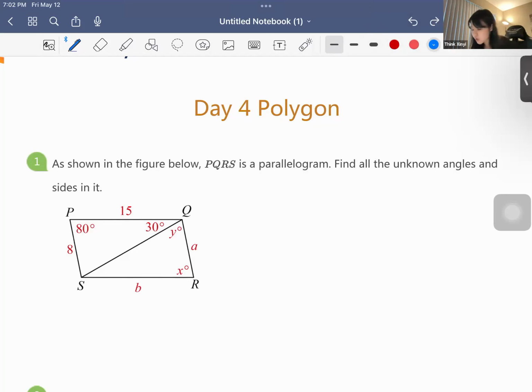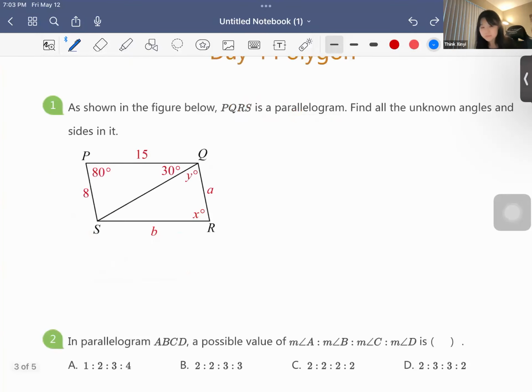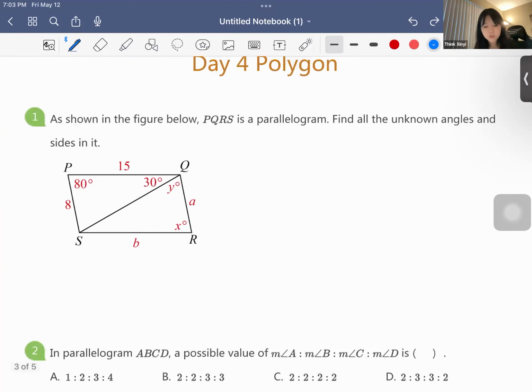So the first question, we have PQRS is a parallelogram, and we need to find all the unknown angles and the sides in it. Okay, so this question is not hard. It's only a question that helps us review the basic properties of a quadrilateral.